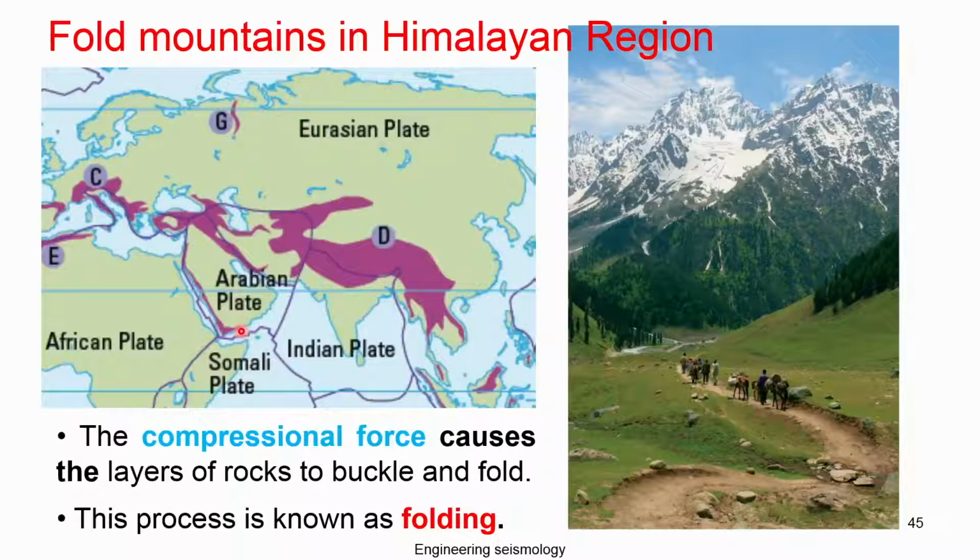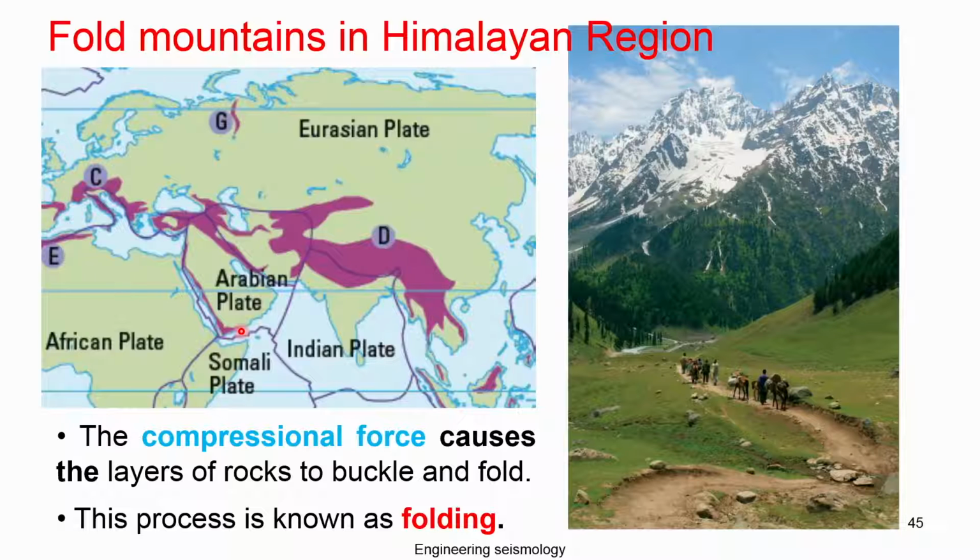So, the Himalayan belt, as we told, is where the two plates are hitting and forming a mountain. What type of mountain does it form? The Himalayan belt forms fold mountains. Because of the compressional force, the layers of rock buckle and fold. That process is called folding, and that is how a fold mountain is formed.